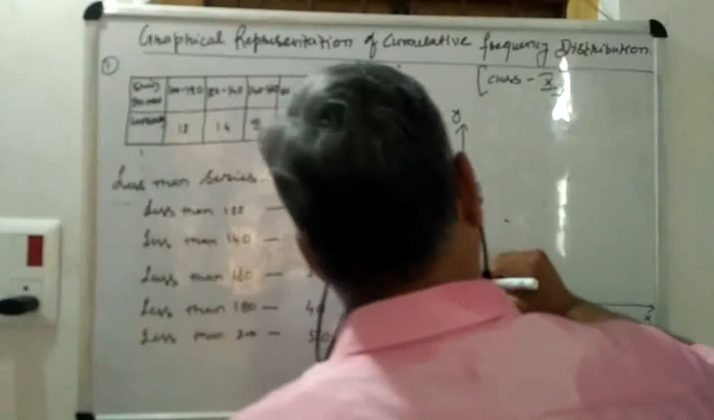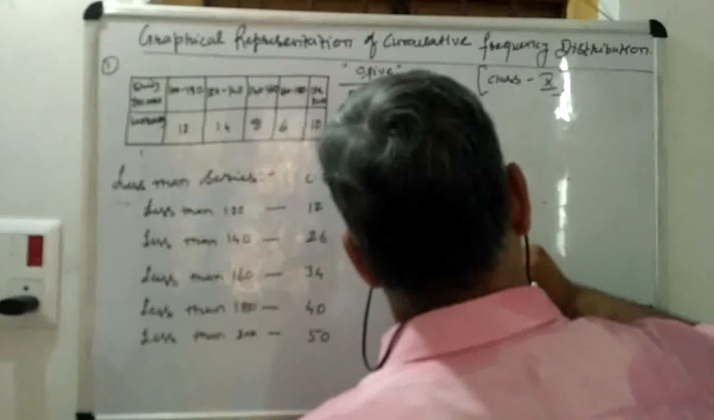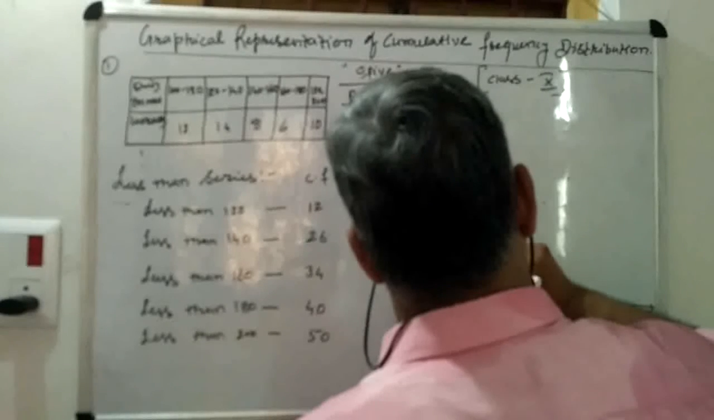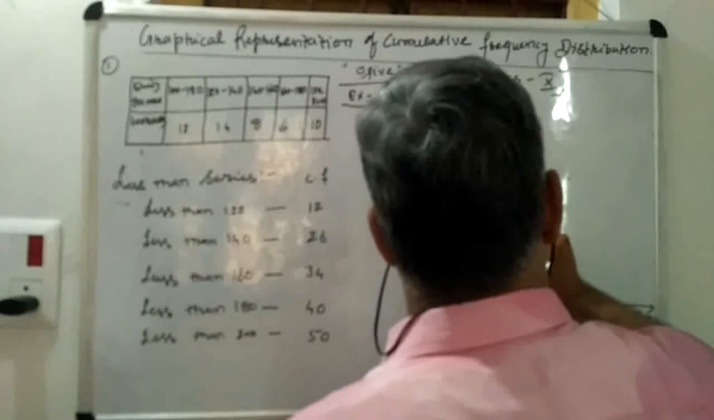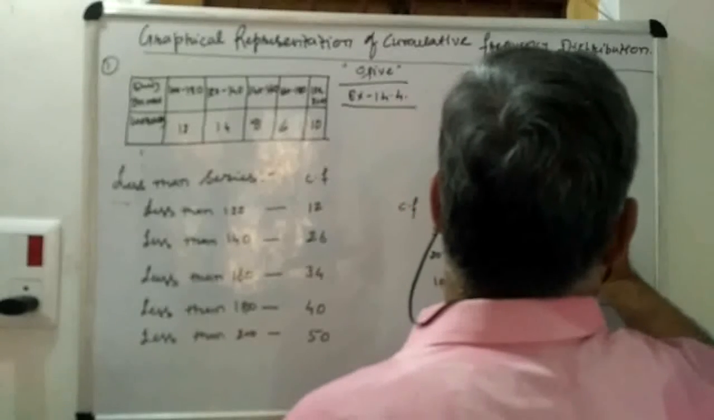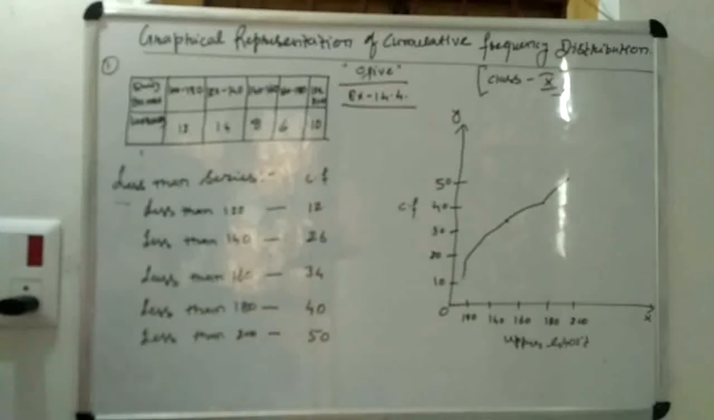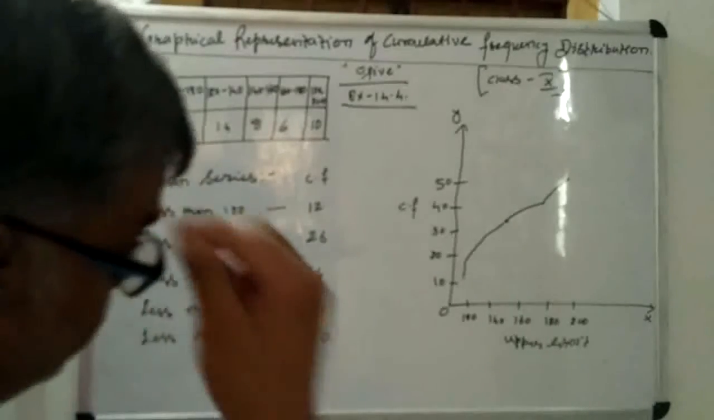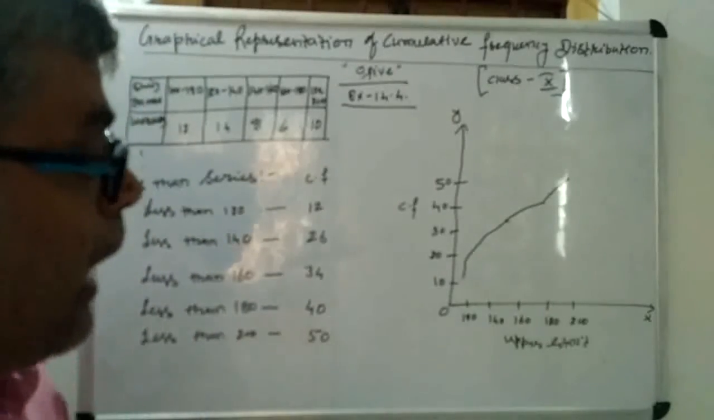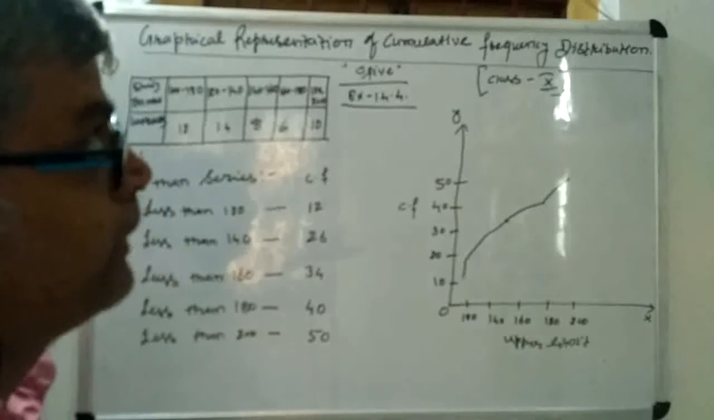Now join the points with a curve. Now this is your required ogive, less than type ogive, drawn with the help of the above given data. So as you have seen, children, we have drawn the ogive between the upper limit and the corresponding cumulative frequency of the class of the data given.